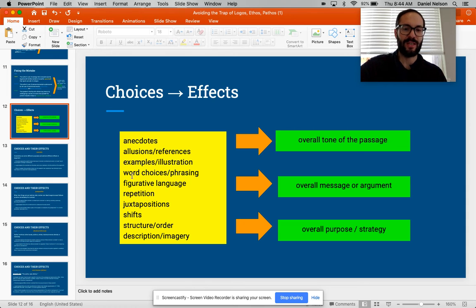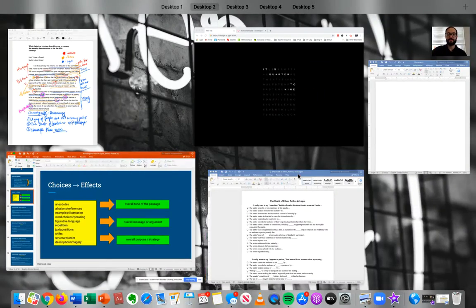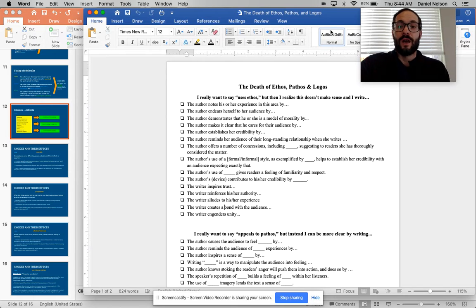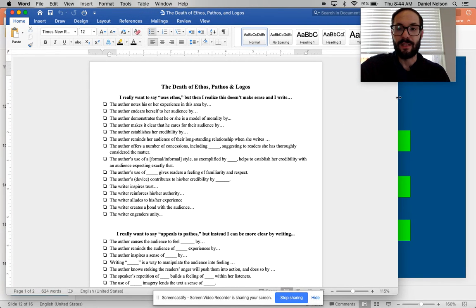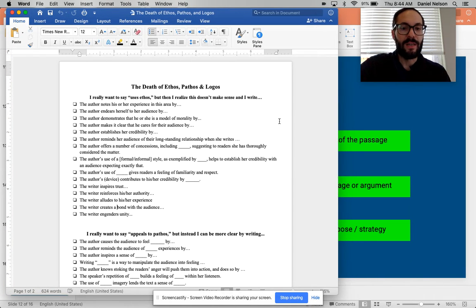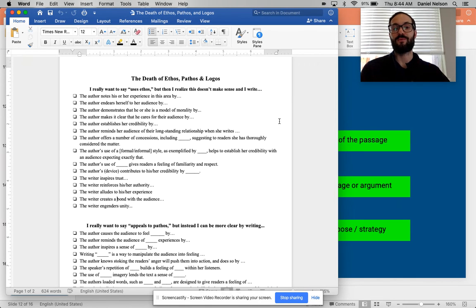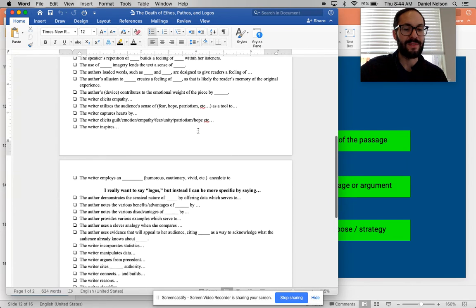Choices and effects. So here's a deeper list of choices that lead us towards the overall effects. What is it going to do? Okay, I dropped this in the Google Slides, and these are some sentence starters to help us write about ethos, pathos, and logos. I want us to put to rest, put to death already, simply saying the author uses ethos. And there's some good sentences in here that will help guide you.